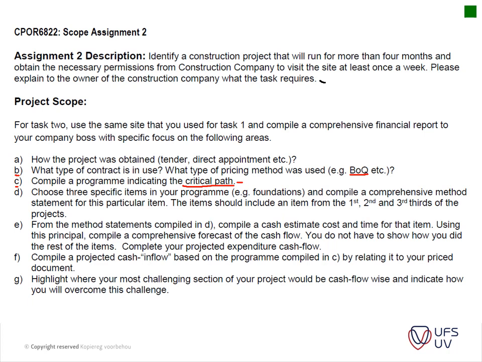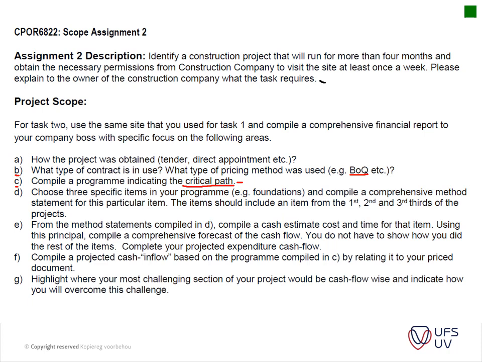Then choose 3 specific items in your program, e.g. your foundations, and compile a comprehensive method statement for the particular project. These items should be an item from your first, second and third thirds of your project. And I've explained that in the workshops. Basically I want you to have an item in your first portion of your project, in the middle portion, and the end, like your finishes and so on.